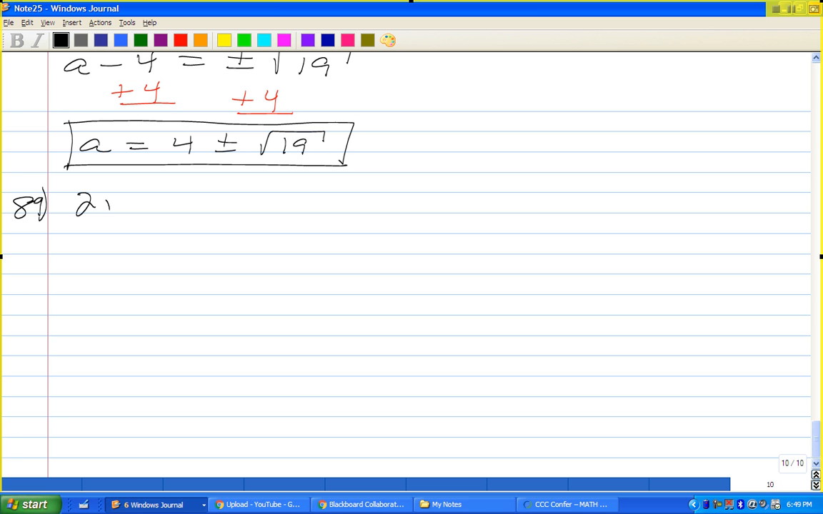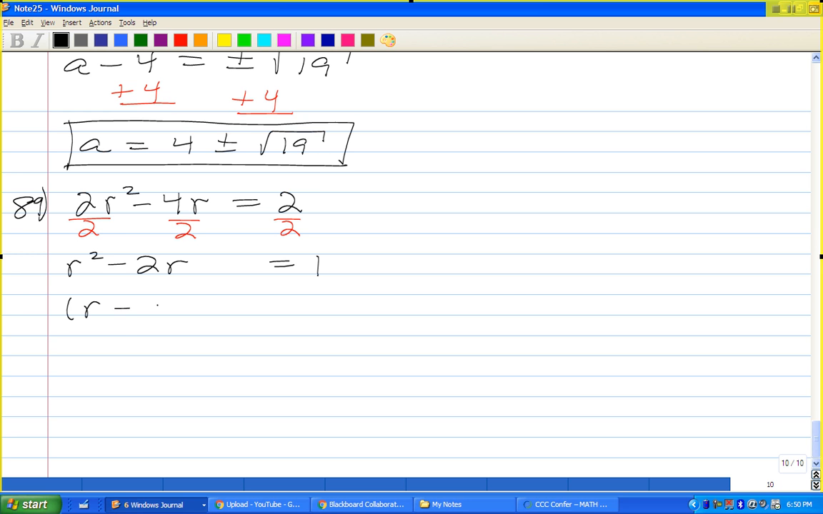Two r squared minus 4r is equal to 2. Well, I can do this the same way I did in the previous section, like 69. But I can simplify this by just dividing everything here by 2. Then there'll be a 1 in front of the r squared. So I have r squared minus 2r is equal to 1.